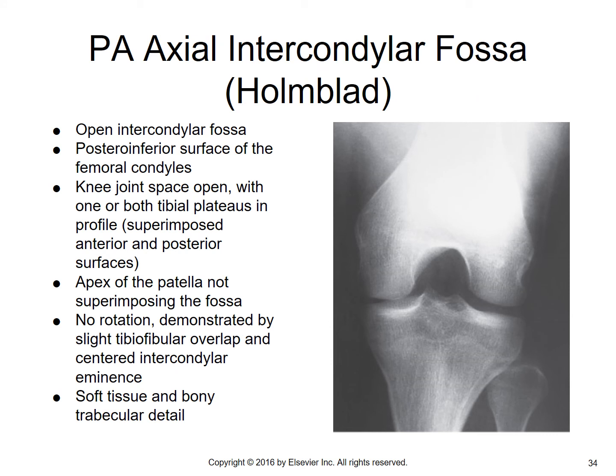For the PA axial intercondylar fossa, the Holmblad method, open intercondylar fossa. Once again, you can see like that tunnel right through the condyles. Posterior inferior surface of the femoral condyles are seen. The knee joint space is open with one or both tibial plateaus in profile. Apex of the patella is not superimposing the fossa. There is no rotation demonstrated by slight tibiofibular overlap and centered intercondylar eminence. And we want to see soft tissue and bony trabecular detail.